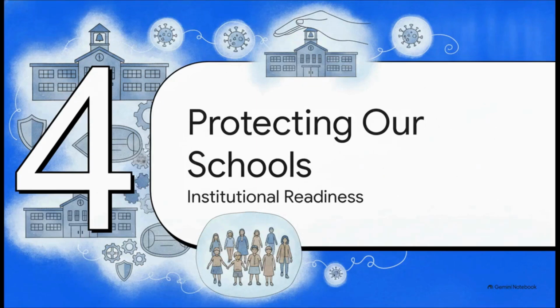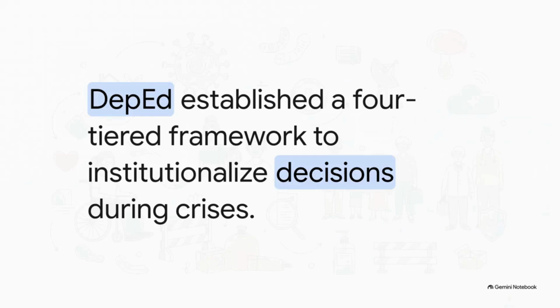Section 4, protecting our schools. Let's look at institutional readiness. We've covered what you can do at home, but what about at the institutional level? Schools are huge hubs of daily activity, which makes them prime battlegrounds against the spread of biological hazards. To tackle this, the Department of Education, or DepEd, established a 4-tiered learning continuity framework. This isn't just throwing darts at a board. It's a highly structured way to institutionalize decision-making during a crisis.